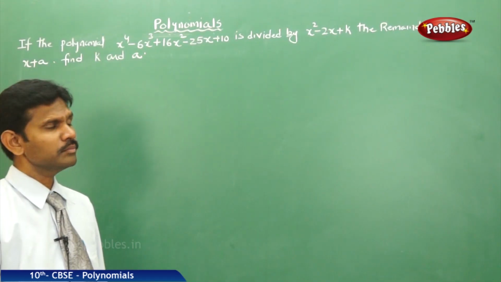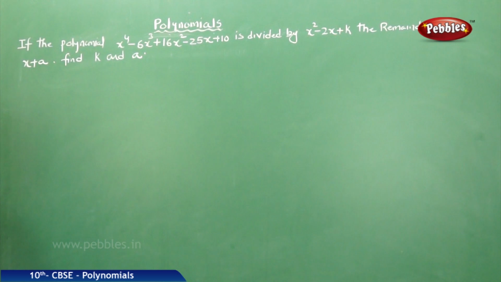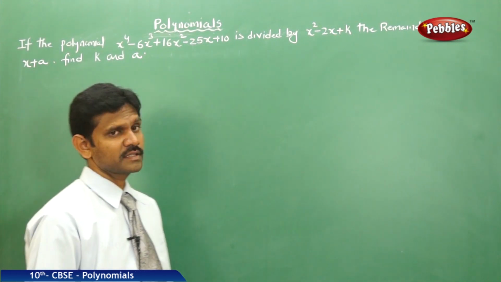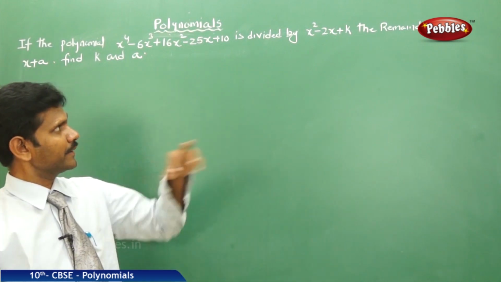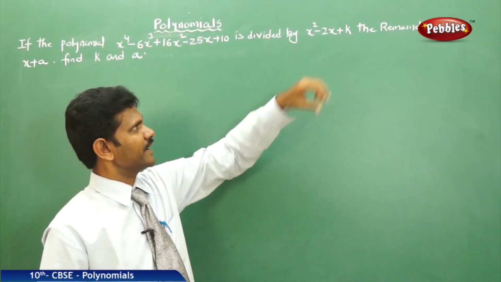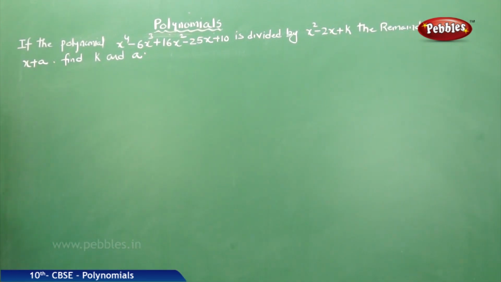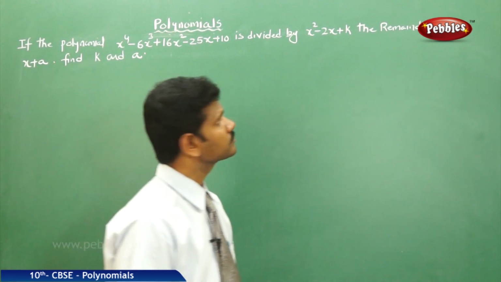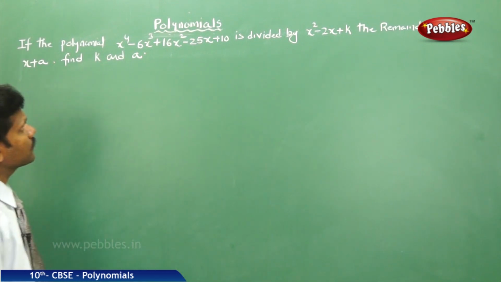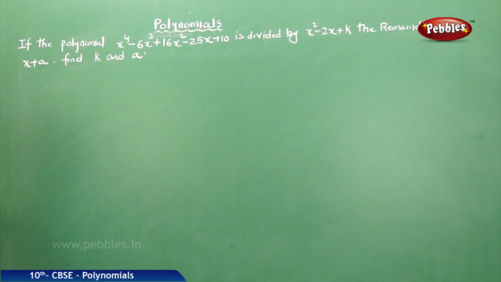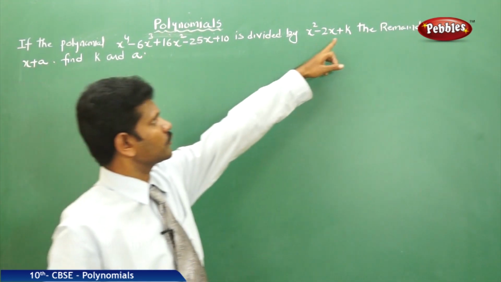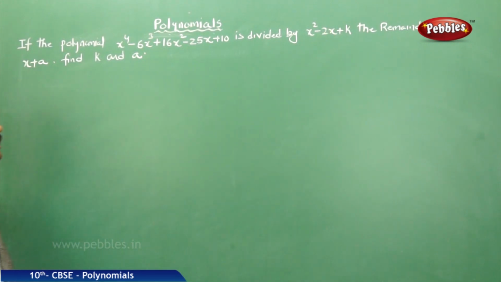Now see your next problem. If the polynomial x power 4 minus 6x cube plus 16x square minus 25x plus 10 is divided by x square minus 2x plus k, the remainder is x plus a. Find k and a. Here you have to find out the a value and here you have to find out the k value. Okay, now let us see.